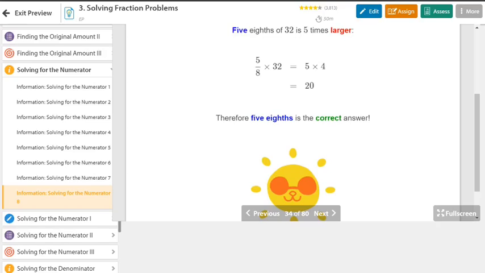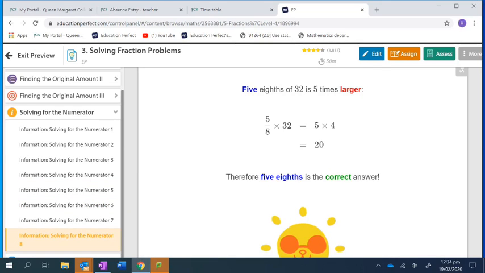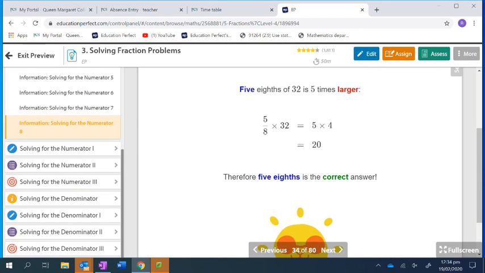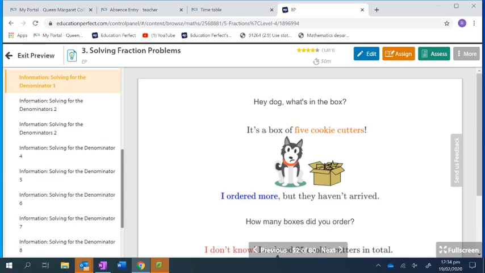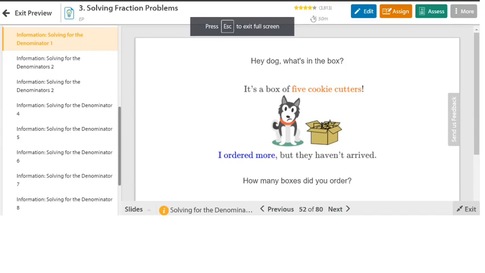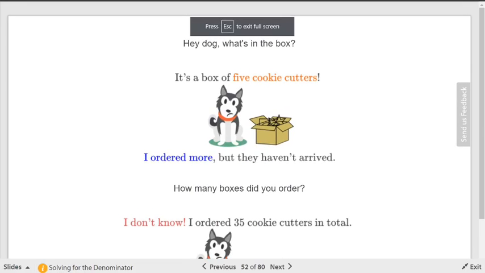Let's see. So that's solving for the numerator, which is the top. You can also solve for the denominator. Okay? It's no harder. Just remember that normally you would divide by the denominator, then multiply by the numerator. But if you're working backwards, you're going to have to go backwards. Okay? So here he goes. He got a box that has 5 cookie cutters in it.